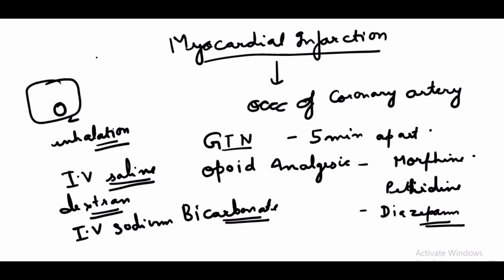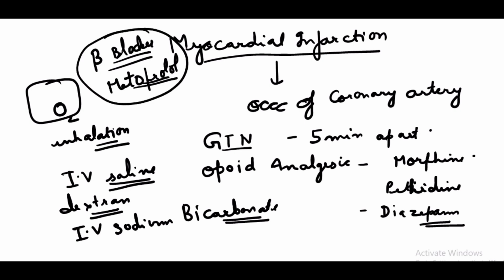Prophylactic intravenous infusion of the beta blockers can be given like metoprolol. It should be initiated as soon as possible. Beta blocker reduces the incidence of arrhythmia, decreases myocardial oxygen demand and limits infarct size.